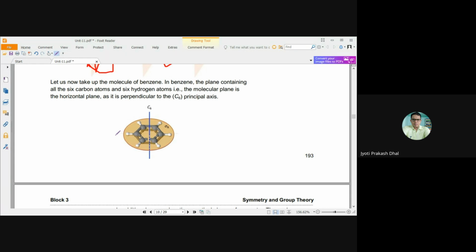In benzene, the plane contains all the six carbon atoms and the six hydrogen atoms, that is, the molecular plane is the horizontal plane. Here in benzene the C6 axis is the principal axis, and the molecular plane is perpendicular to the C6 axis. That's why the molecular plane is called sigma h.